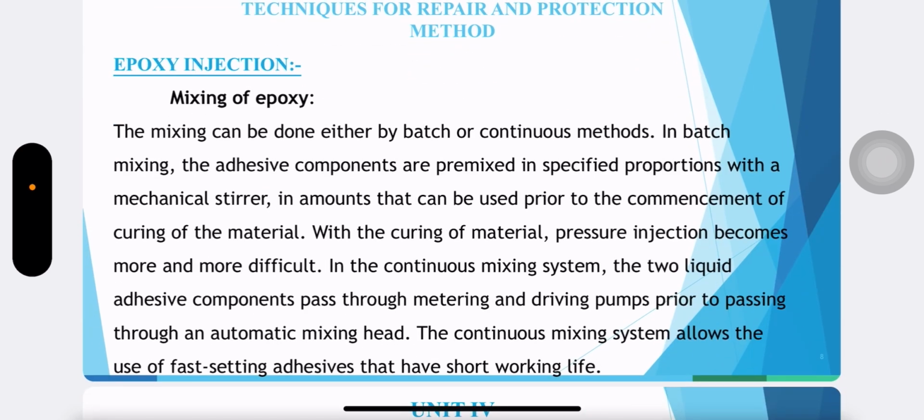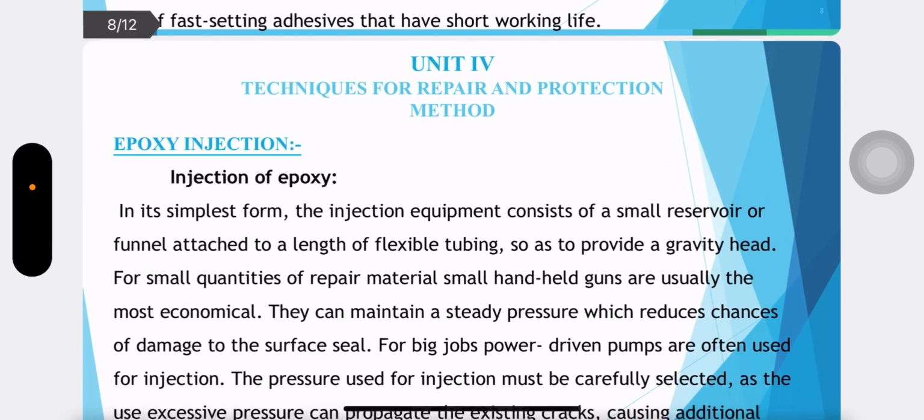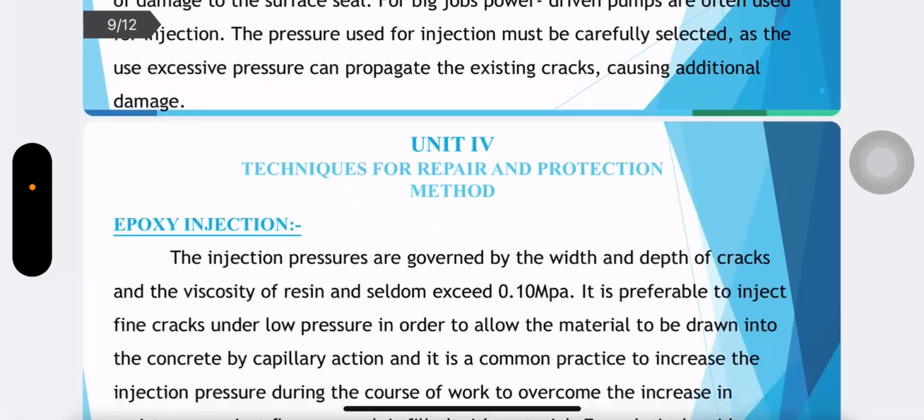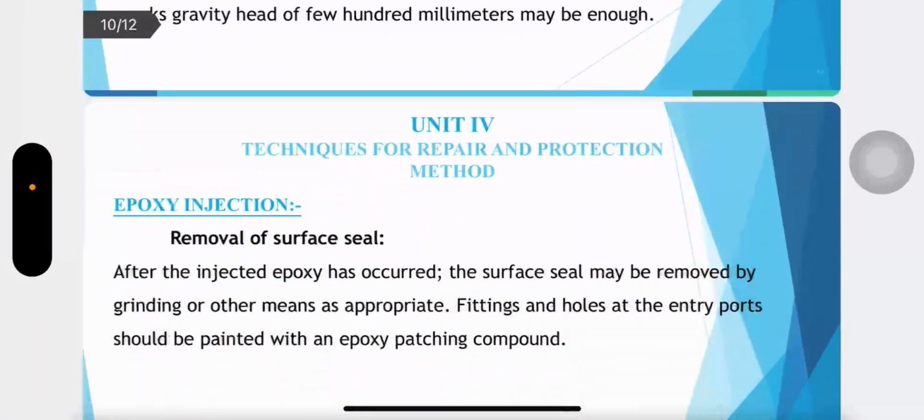Next is mixing of epoxy, and the next one is injection of epoxy, and finally the removal of the surface seal.